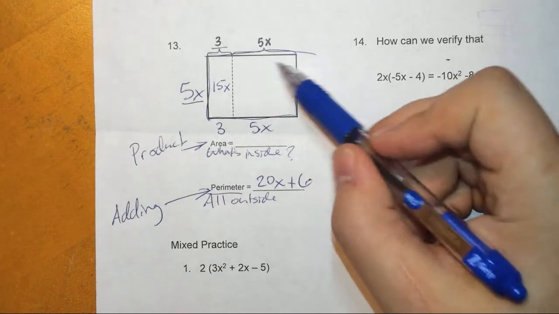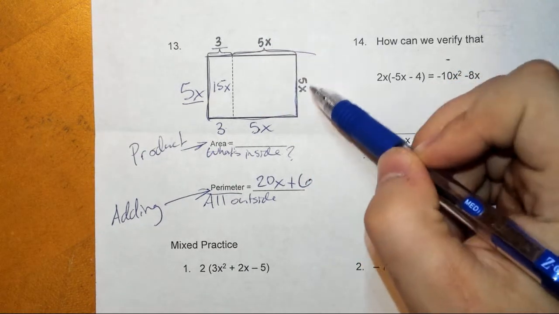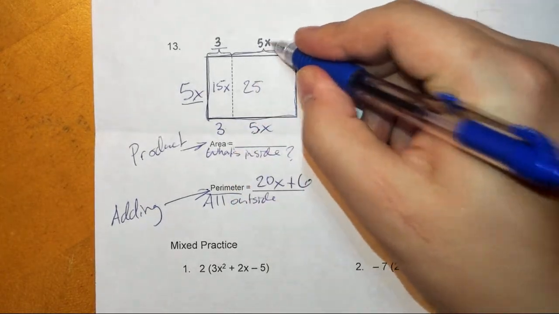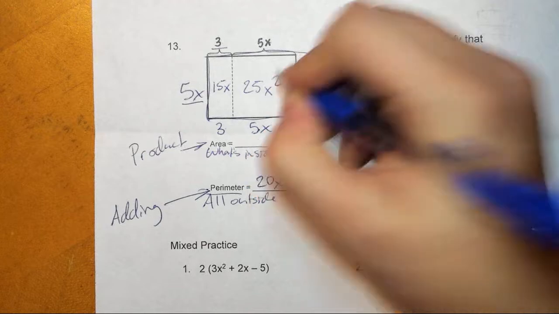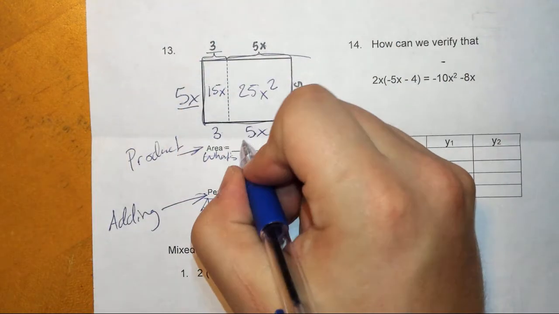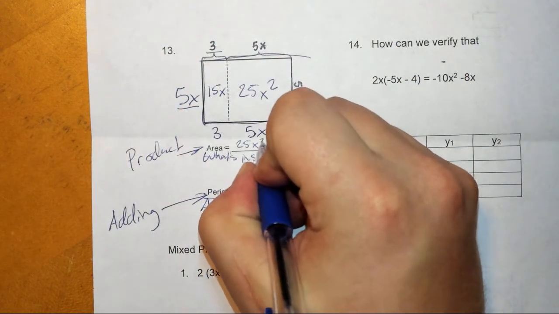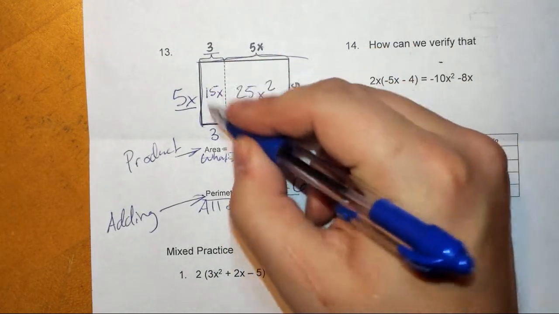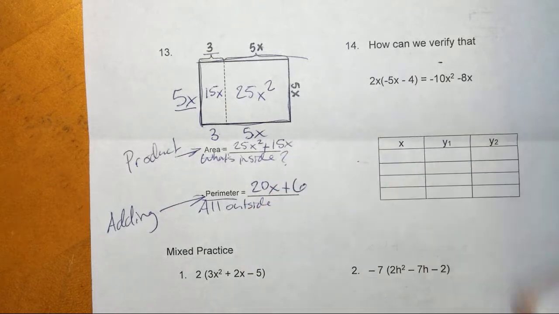Over here are two side lengths. It's a square. We got 5x times 5x. Well, 5 times 5 is 25. X times x makes x squared. So we put it all together. We got a 25x squared plus, because that's that part, plus this part, 15x.